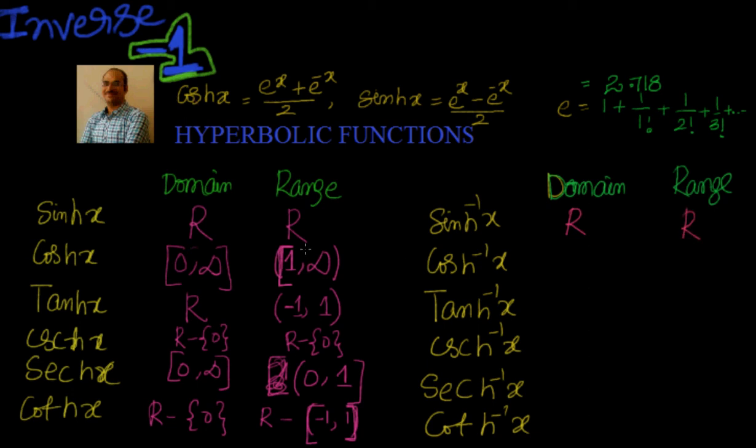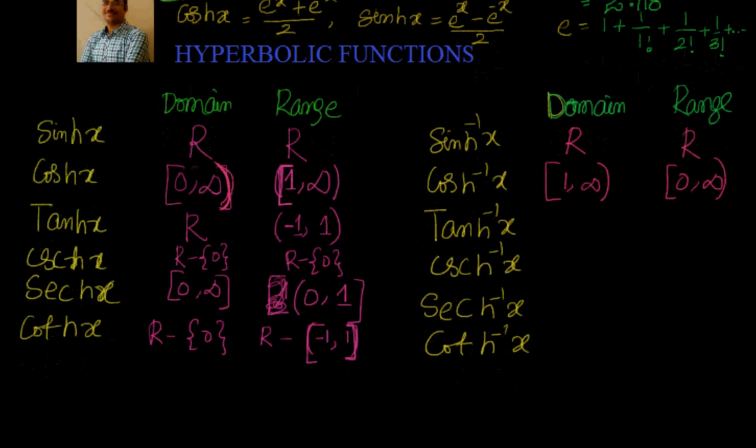Okay. Similarly, tanh inverse x, what will be the domain? Domain will be the range of this. That's nothing but minus 1, comma 1. And the range will be R. And cosech inverse x, the domain will be R other than 0. And the range also will be R other than 0.